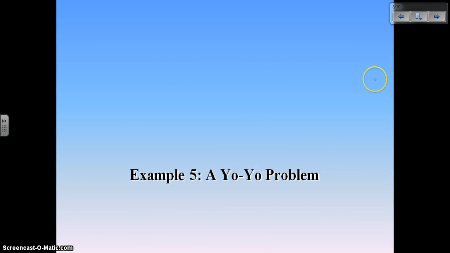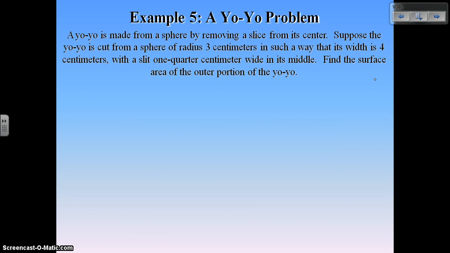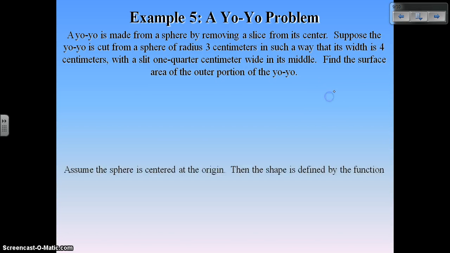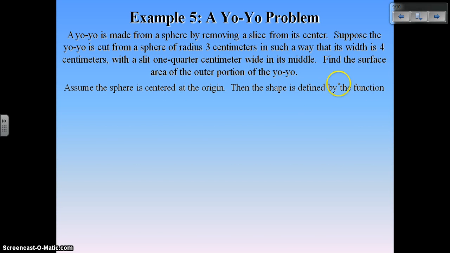Now, one of my favorite problems to work is a yo-yo problem. A yo-yo is made from a sphere by removing a slice from its center. Suppose a yo-yo is cut from a sphere, radius 3 centimeters, in such a way that its width is now 4 centimeters, with a slit 1/4 centimeter wide in its middle. Find the surface area of the outer portion of the yo-yo. Now, I really wish that I had a picture to go with this.